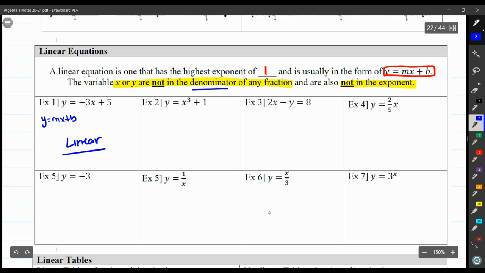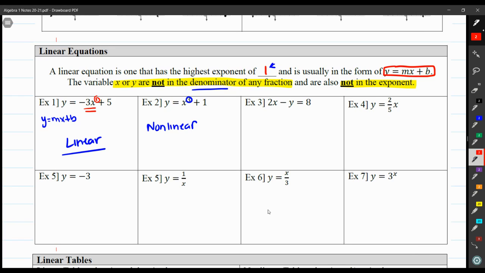Number 2, y equals x to the third plus 1. This has an exponent higher than 1, so that means this is nonlinear. The exponent I'm only allowed to have is a 1. So remember, if we do have an exponent of 1, it doesn't show. In example 1, this guy right here is actually x to the first. We just don't write the little first. So really, there are no exponents on linear functions.